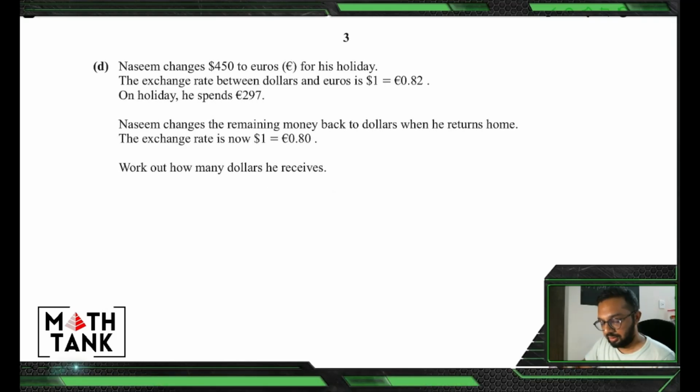Okay. Naseem changes $450 to euros for his holiday. The exchange rate between dollars and euros is this. On holiday, he spends 297 euros. Naseem returns the remaining money back to dollars when he returns home. The exchange rate is now this. Work out how many dollars he receives. So two-step question. All of these are two-step questions, to be honest.